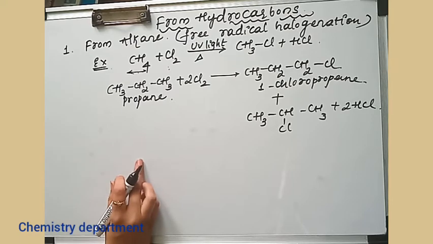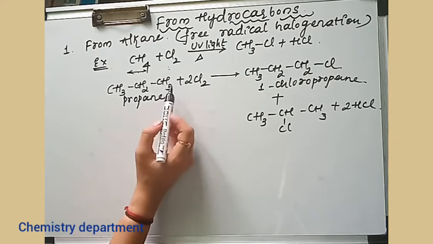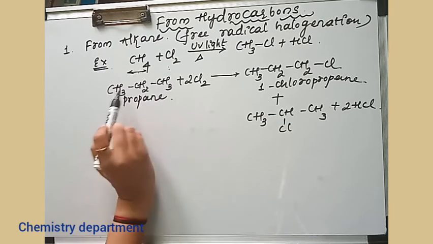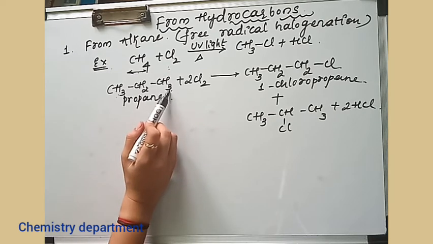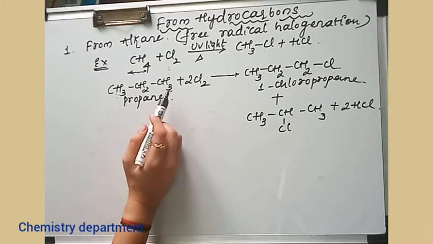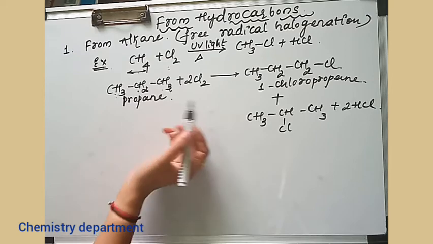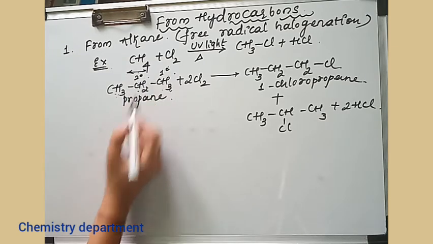The second example that I have written here is propane. If we use propane molecule here, you can see I can replace this hydrogen or else I can replace this hydrogen. These 3 hydrogens are identical. If I remove any of the hydrogens from these 2 carbon atoms, then it will be the same product itself. Whereas this is different. Example, this is primary carbon, this is secondary carbon.